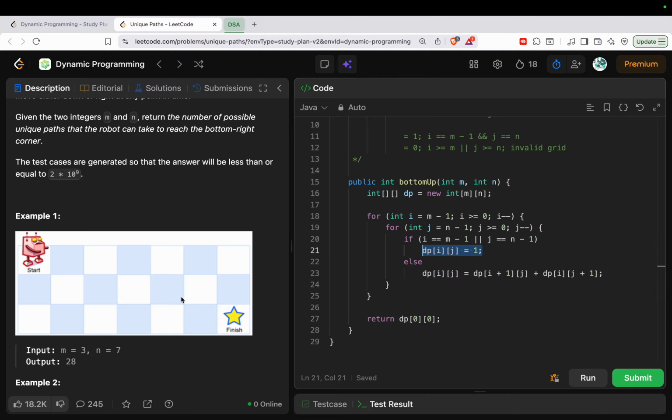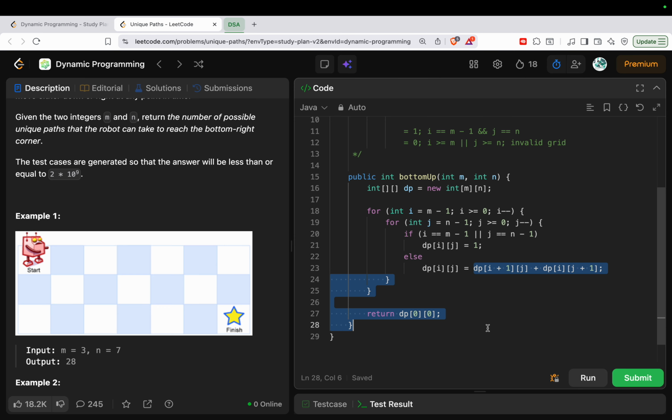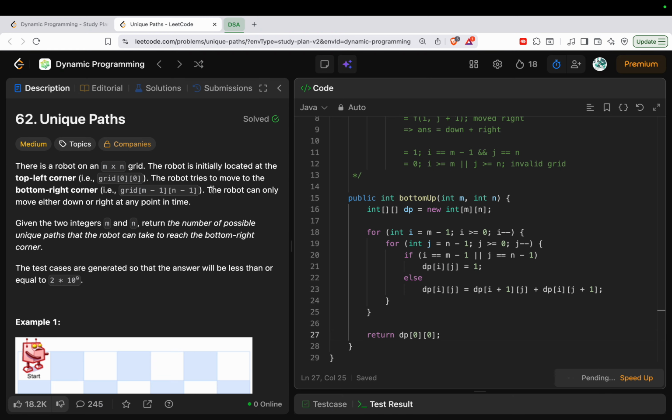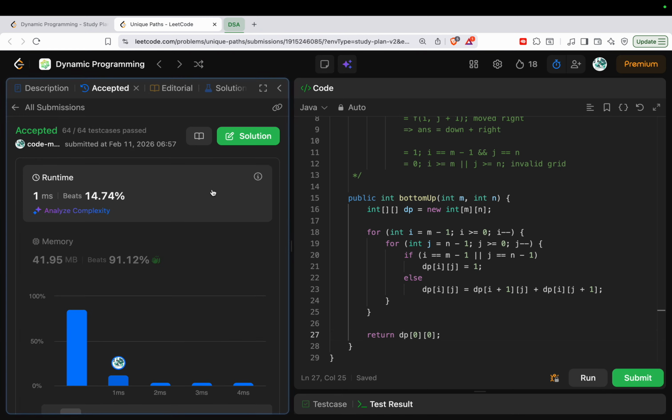For the rest of the states, I can go down or I can go right. So that is what I'm doing. If I'm going down, then my i is increasing by 1 and j remains the same. If I'm going right, then my i will remain the same and j will be increasing by 1. So my overall answer for a given i comma j state is basically the summation of these two. In the end, my answer will lie in dp of 0 comma 0. So let's try to submit this. You will be seeing the answer is a pretty efficient solution.